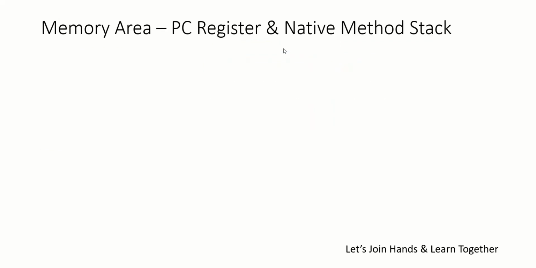We will move on to the next two memory areas present in Java: the PC register and the native method stack. Whatever we have seen, the first two are common to the JVM, and the stack area is thread based. The PC register is also thread based. The PC register holds the address of the current executing instruction. That is the information it stores.